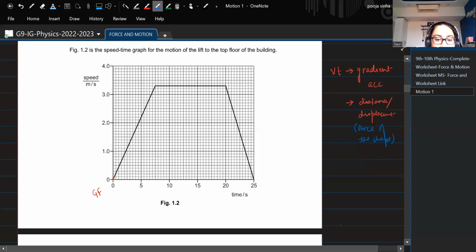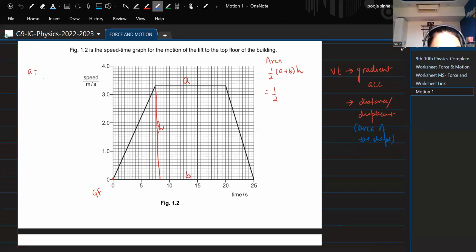Let's find the area. Trapezium, do you remember the area? Yeah, so the formula is half in brackets a plus b, times h. So a plus b are the sides that are parallel to each other, and the height is the distance between them, right? Height, yeah. How much is A?